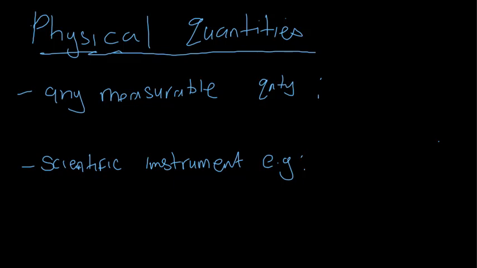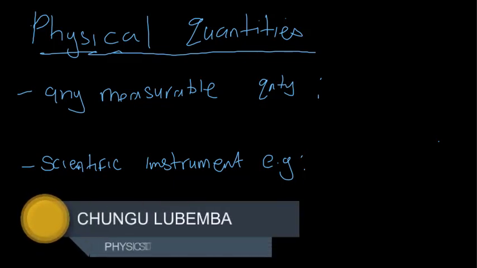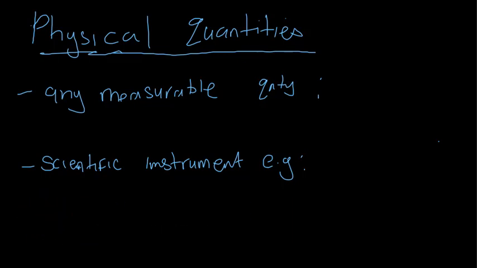In this series, we will look at units and measurements. And to start with, in this video, we discuss physical quantities. By definition, a physical quantity is just any measurable quantity or a quantity with measurable features. Or in simpler terms, a physical quantity is just a quantity that can be measured.